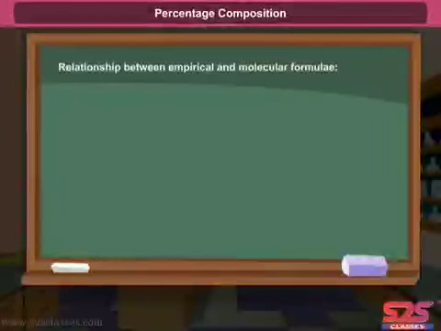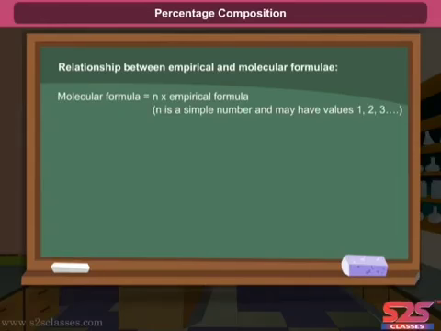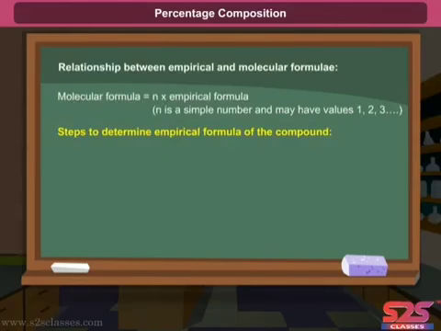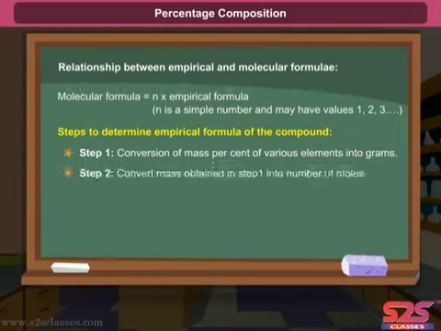The two formulas are related as: molecular formula is equal to n multiplied by the empirical formula, where n is a simple number and may have values 1, 2, 3 and so on. By following these steps, one can easily determine the empirical formula of the given compound. Step 1. Conversion of mass percent of various elements into grams. Step 2. Convert mass obtained in Step 1 into number of moles.